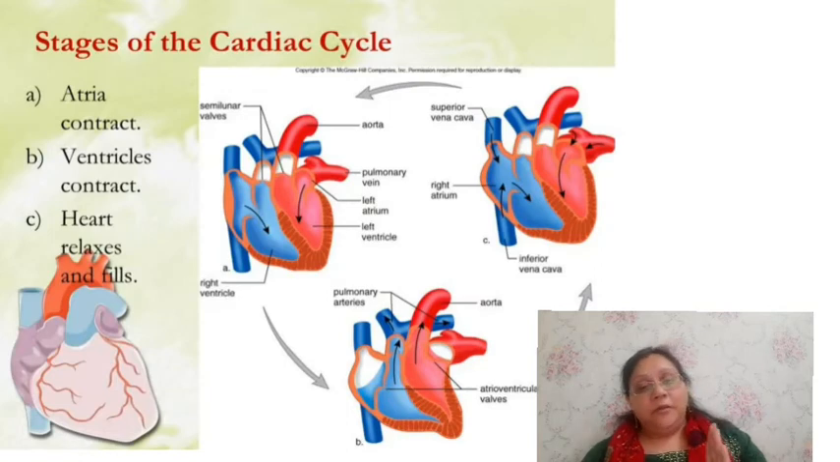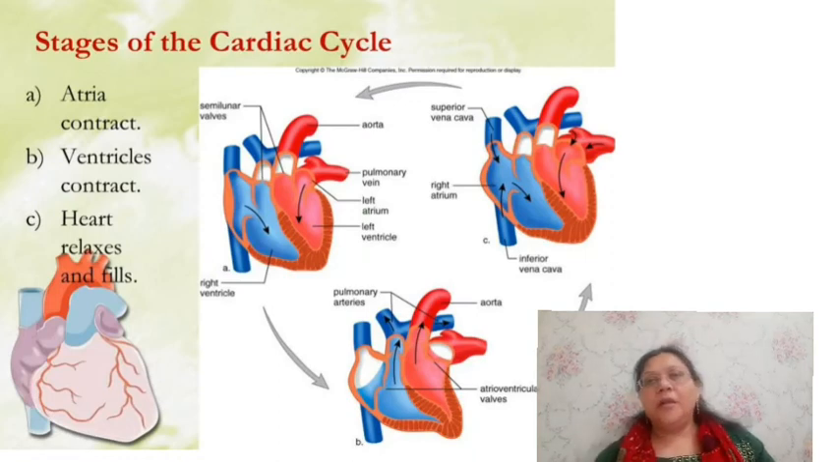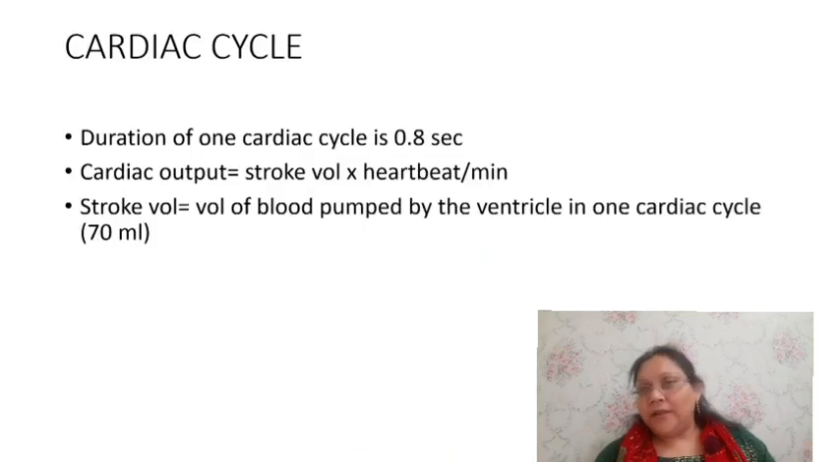Our heart beats 72 times per minute. When the atria contract, it is known as atrial systole. When the ventricles contract, it is known as ventricular systole. When the atria relax, it is known as atrial diastole. When the ventricles relax, it is known as ventricular diastole.